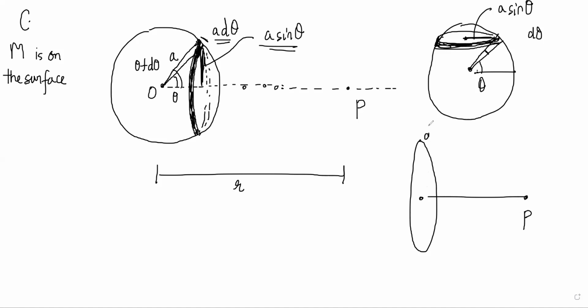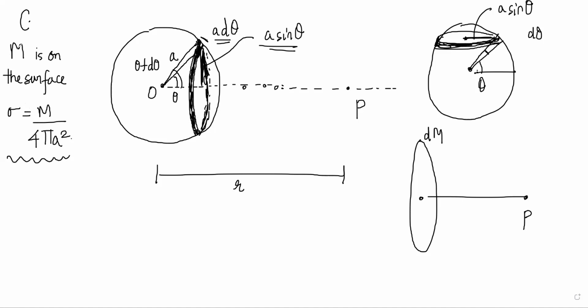What we first need is the mass of this ring, right? So the mass of the ring will depend on how much area is in the shell, because mass depends on surface area in this case, right? There is a surface mass density, which is M by 4 pi a square, right?